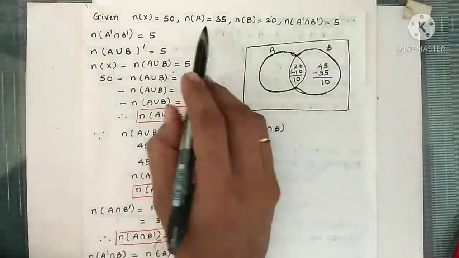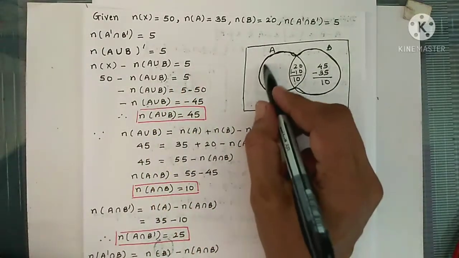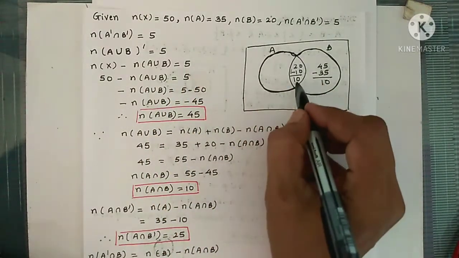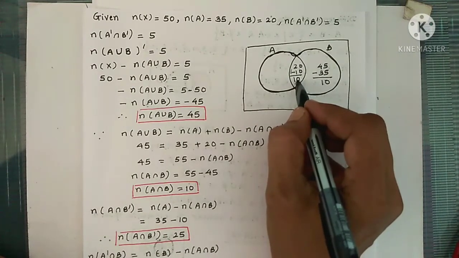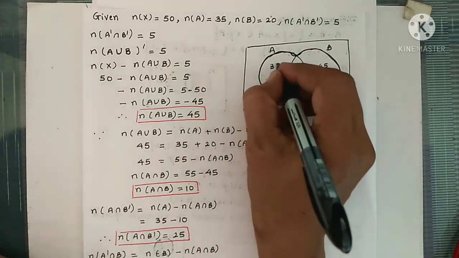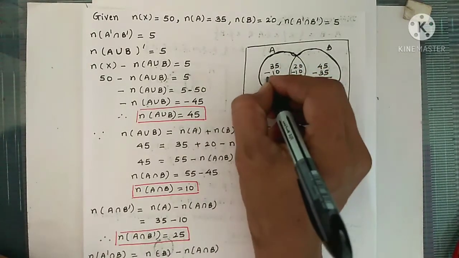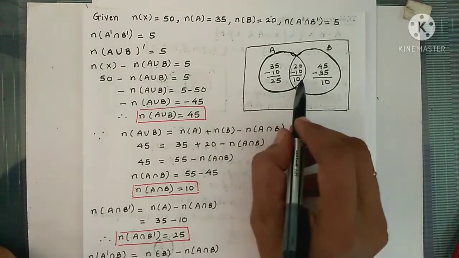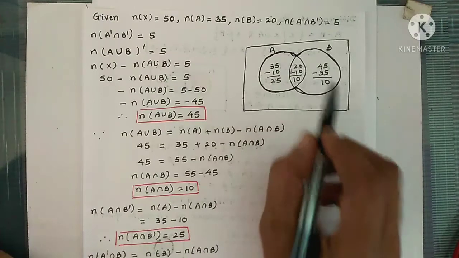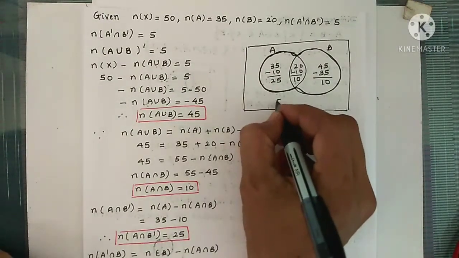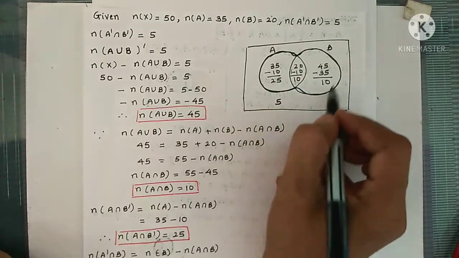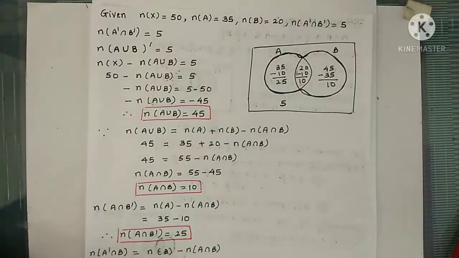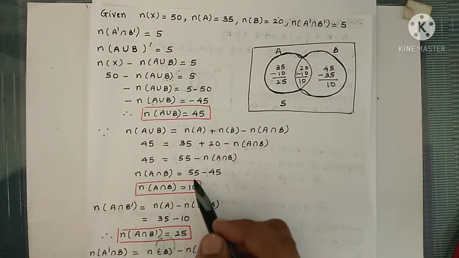Now consider part A. Circle A contains 35 elements. Of those 35 elements, 10 elements we have written here. That means this remaining portion of A contains 35 minus 10, that is 25 elements. Now here we have 25 plus 10 plus 10, total 45 elements. That means this remaining portion of the rectangle has 5 elements. See now, in this Venn diagram we have all the figures. So using this we can answer all the questions.